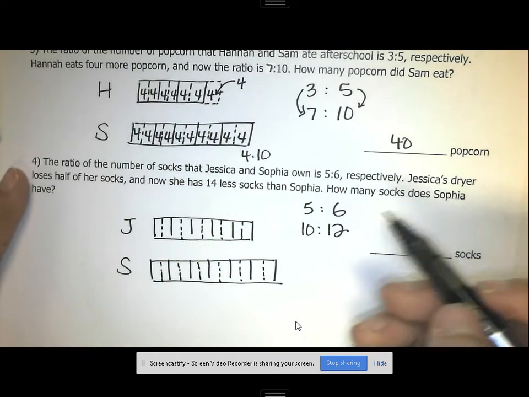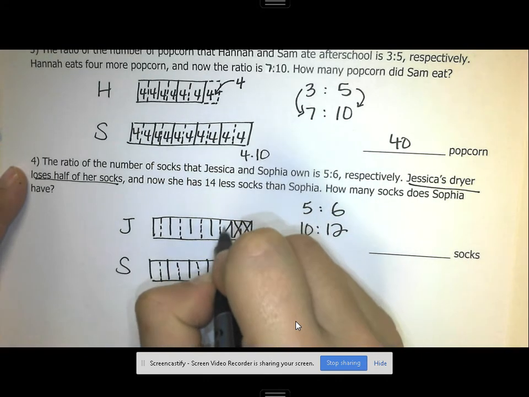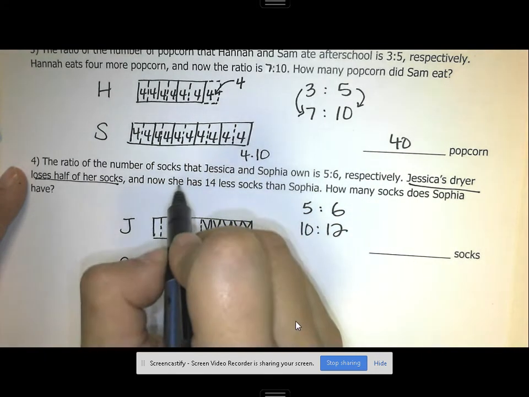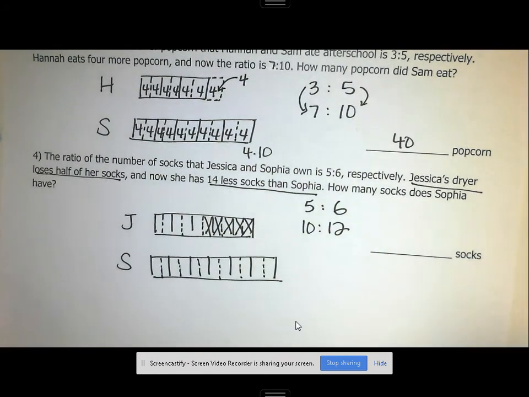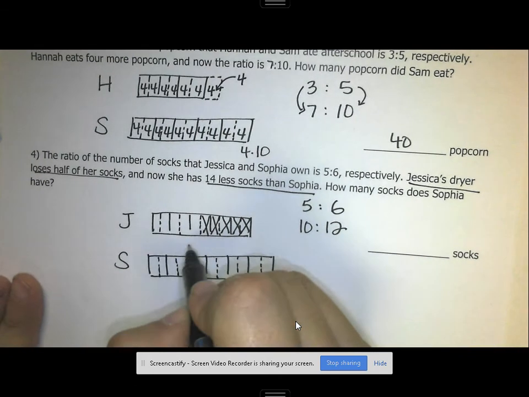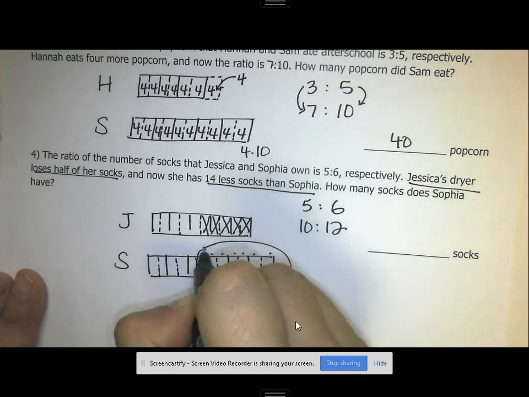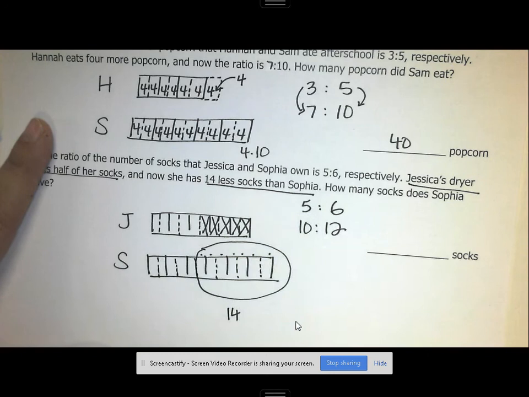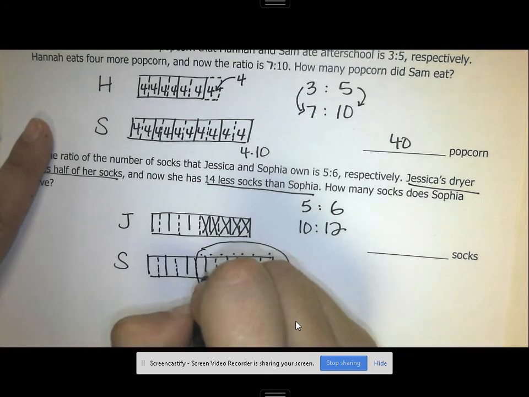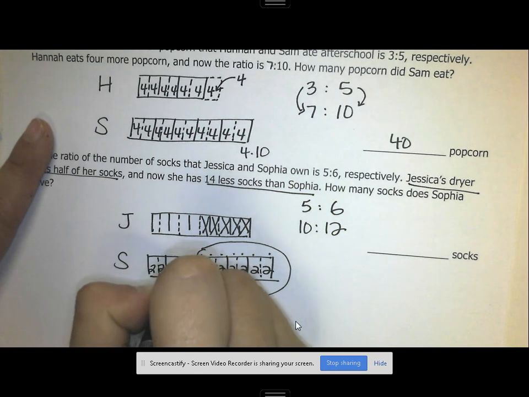Now I can split Jessica's number of socks. Jessica's dryer loses half of her socks, so I'm going to take away half of Jessica's socks. Now Jessica has 14 fewer socks than Sophia, which means Sophia has 14 more socks. So let's see how many extra boxes Sophia has. Sophia has 7 extra boxes. And in those 7 extra boxes, we need to split up the 14 extra socks that Sophia has that Jessica does not have. So I'm going to split the 14 extra socks into the 7 extra boxes, and I'm going to find that there needs to be 2 socks in each box. So I put that number in throughout.